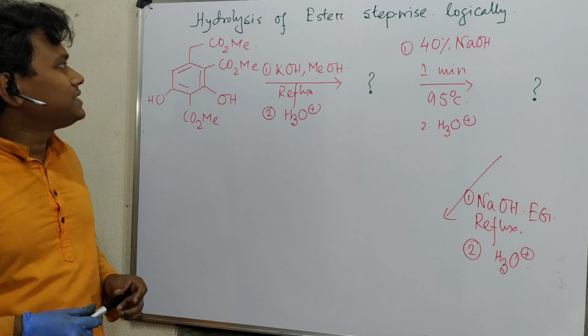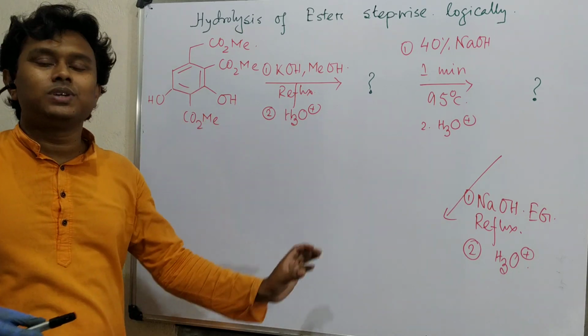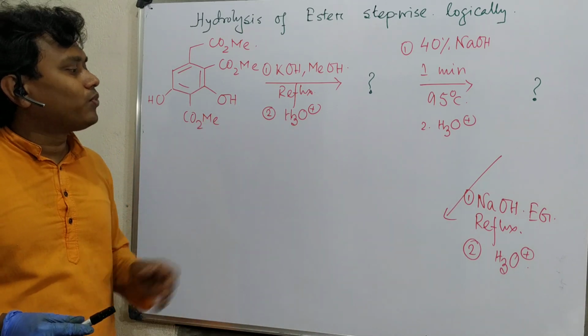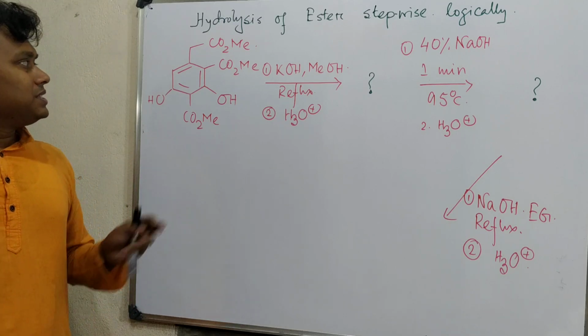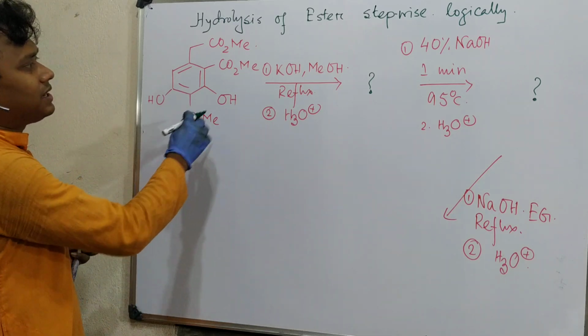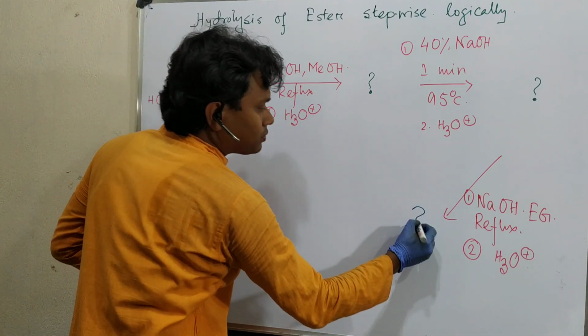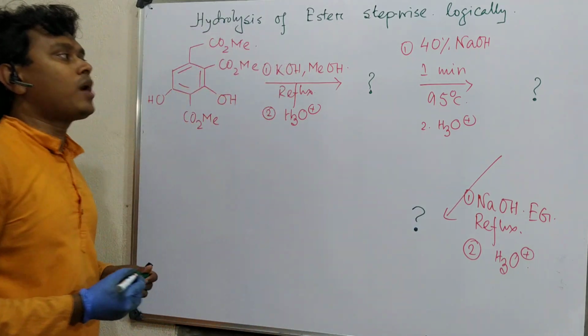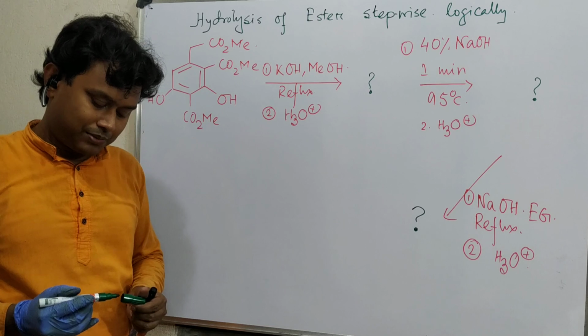So today we are going to discuss an ester hydrolysis related problem, stepwise. You can see one ester is given, and under three conditions, three final products will be produced. So you have to find out what the final product is.